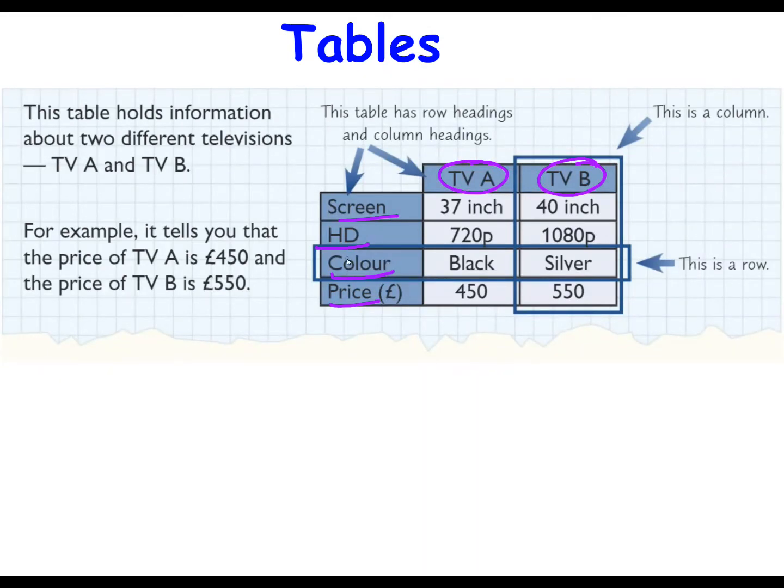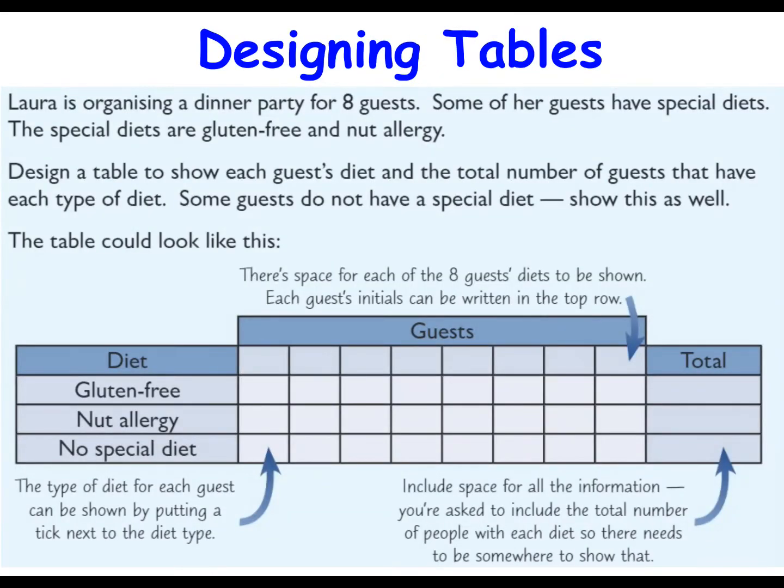But setting up this table, we have two terminologies we need to understand. We have rows that go across, and we have columns that go up and down. So rows and columns will be standard terminology as we go through our tables. Sometimes when you're entering information that you've collected, you might want to put the information straight into a table.